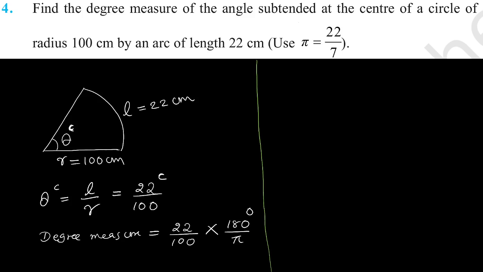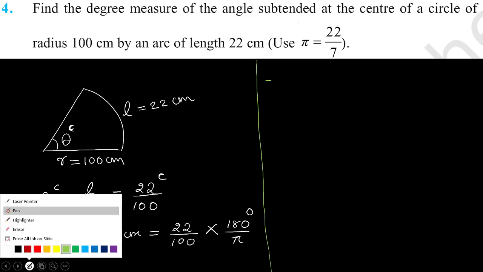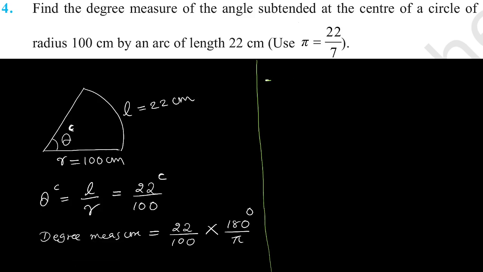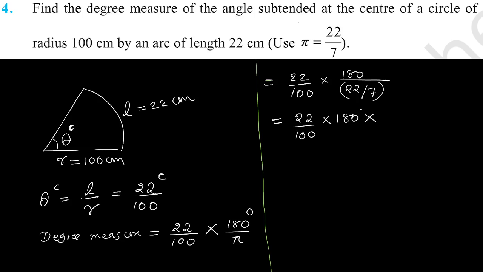So let me do the next step, which is the simplification step. 22 by 100 into 180 divided by pi. What is this pi? Pi is approximately 3.14, or 22 by 7. Pi is written as 22 by 7. So 22 by 100 into 180 into the division.